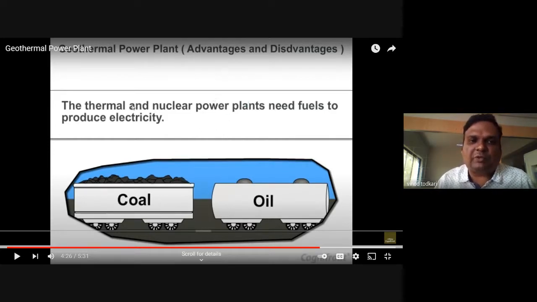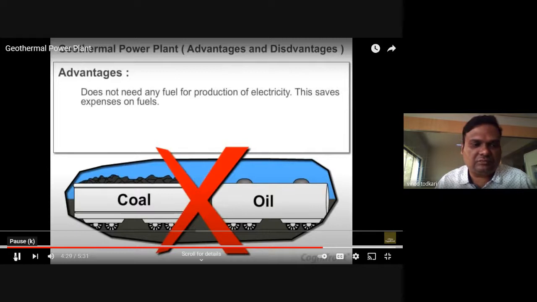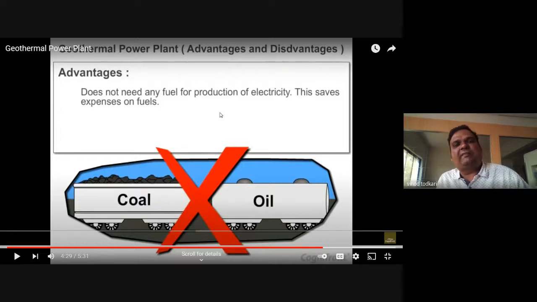If you use thermal power plants, you will need thermal fuels, right? Like coal or oil. Whereas in all renewable power plants, which are based on renewable energy, we don't need any fuel. Take example of a solar power plant, a wind power plant, a geothermal power plant, a hydroelectric power plant. So we don't need fuel. So operating cost of all these plants is less.